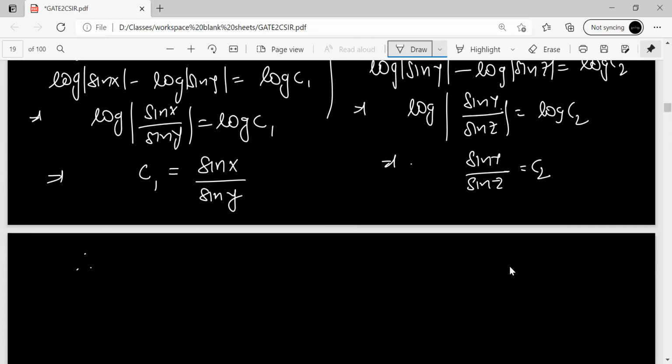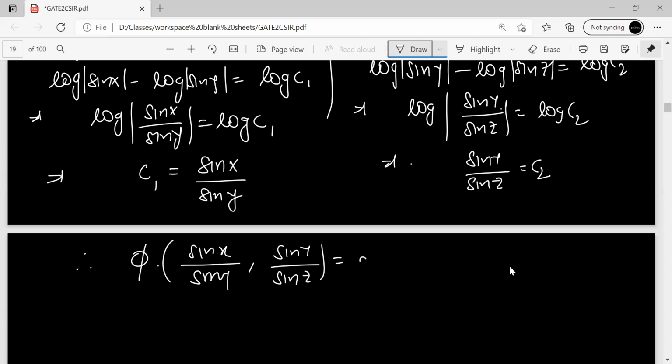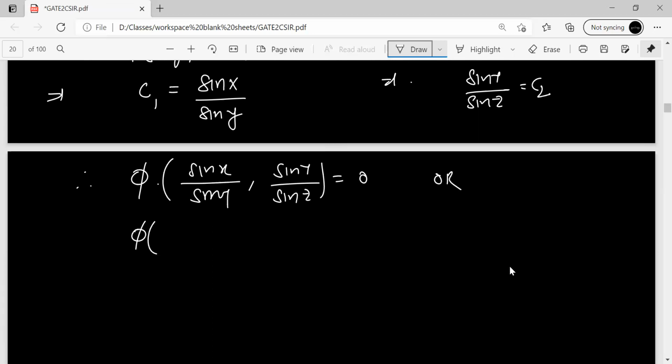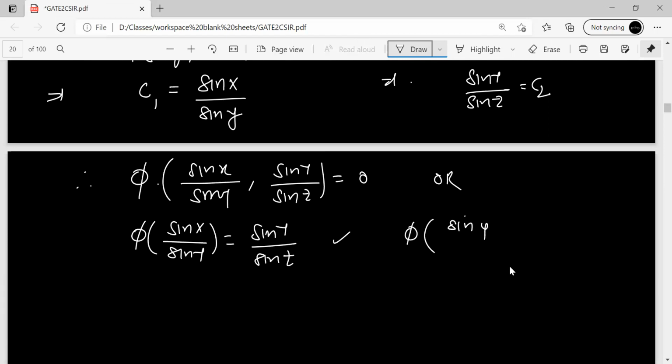So one can write phi of sine x upon sine y comma sine y upon sine z equal to 0, or you can write either of them in the form like phi of c1 equal to c2. So you can write phi of sine x upon sine y equal to sine y upon sine z. This is also a solution. Or you can write it this way: sine y over sine z equal to sine x upon sine y. Also a solution.